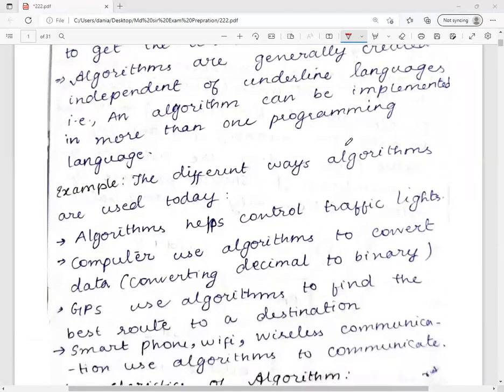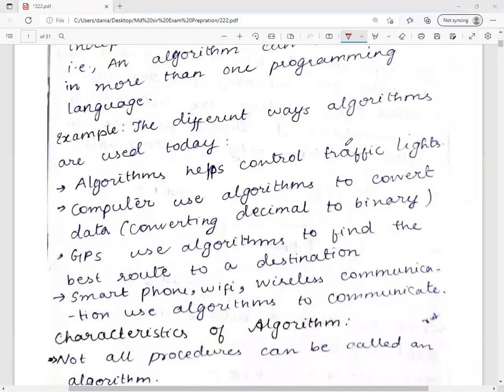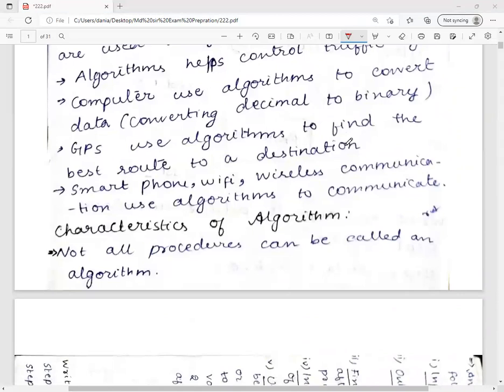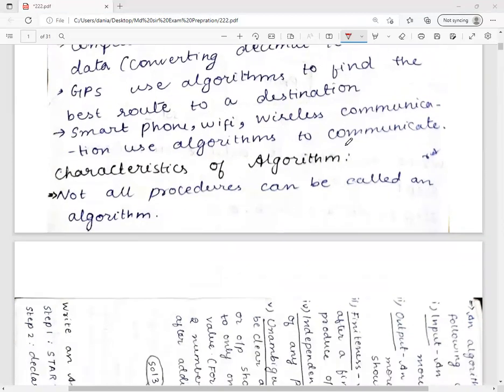Example, the different ways algorithms are used today. Algorithms help control traffic lights. Computers use algorithms to convert data, okay, convert decimals to binary. GPS uses algorithms to find the best route to a destination. Smartphones, Wi-Fi, wireless communications use algorithms to communicate.